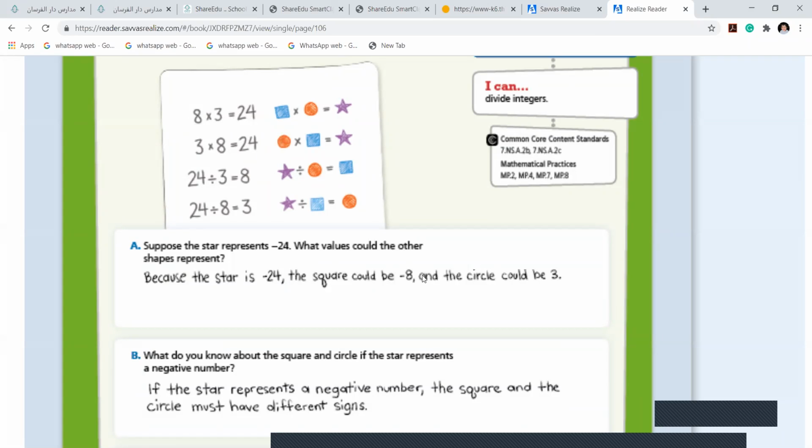You can just write square and don't write the whole sentence. Square minus 8, circle plus 3. Just write this, girls. Square minus 8 and circle could be plus 3. Okay? Don't write could be for the square, just put a dash: square is minus 8, circle could be 3.